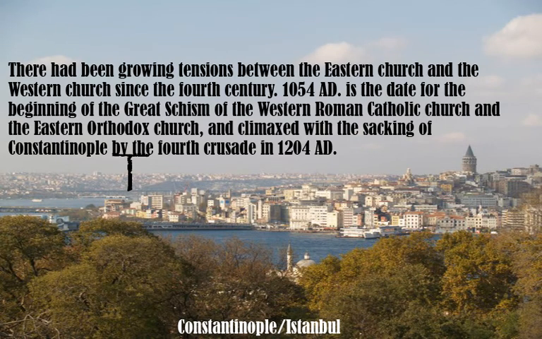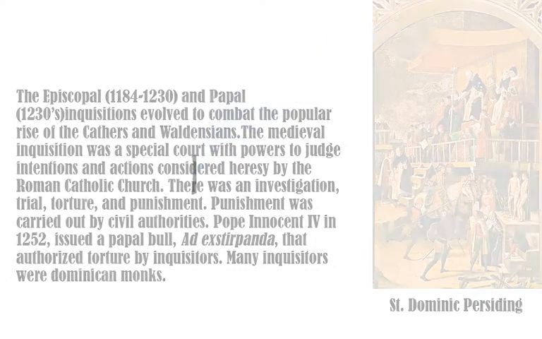We now come to the Great Schism that split the Eastern Church from the Western Church. There have been growing tensions between the Eastern Church and the Western Church since the 4th century. In 1054, this is the date for the beginning of the Great Schism of the Western Roman Catholic Church and the Eastern Orthodox Church, and climaxed with the sacking of Constantinople by the Fourth Crusade in 1204 A.D.